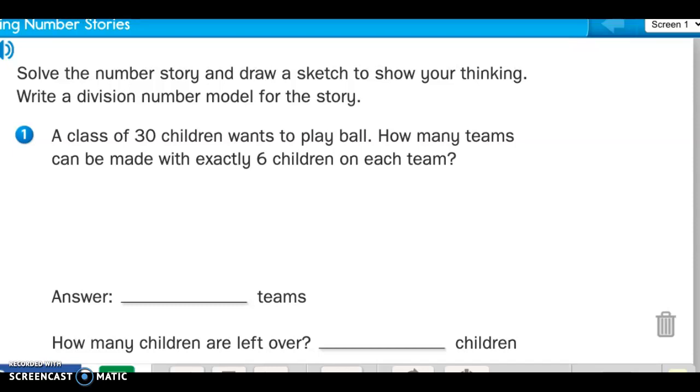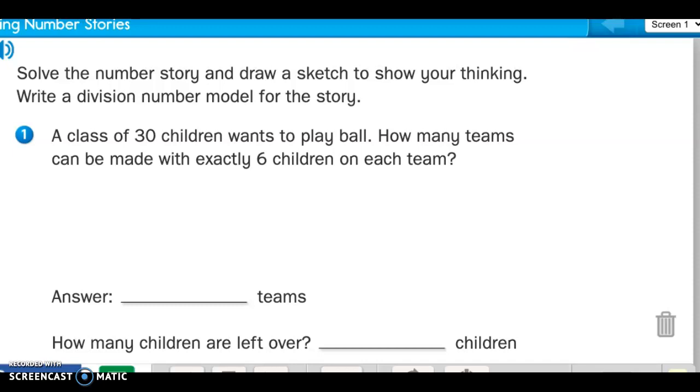Okay, we are going to go ahead with screen 5. Hopefully you're on slide 5 with me. I would like you to do this with me as we go through it together. It says solve the number story and draw a sketch, which is like a drawing, to show your thinking. Write a division number model for the story.